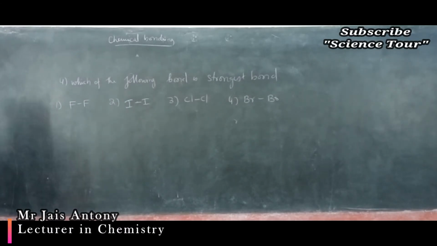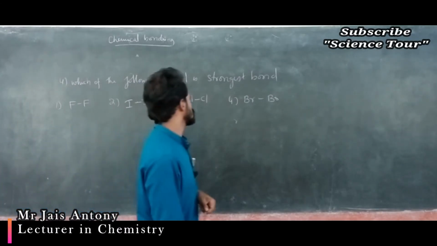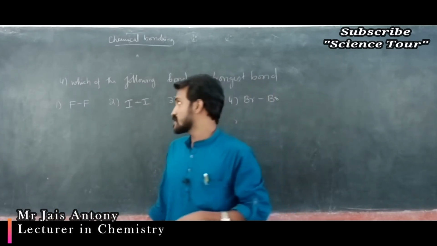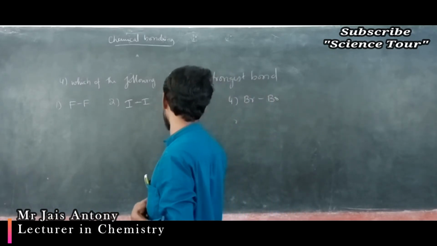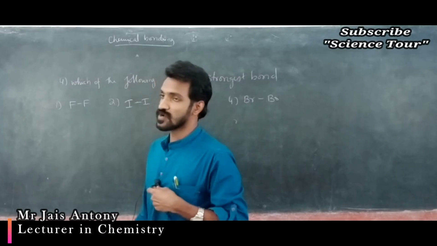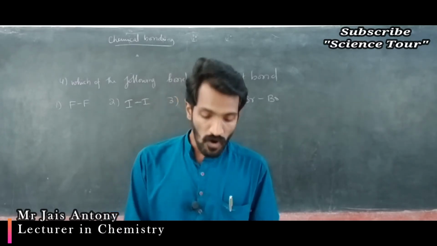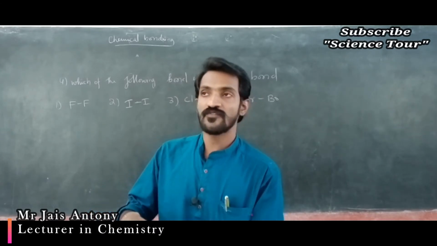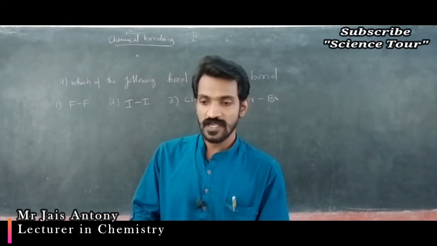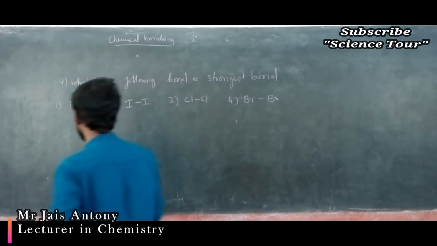My dear students, this is a question actually. Which of the following bonds is the strongest bond? Whether F-F bond, I-I bond, Cl-Cl bond, Br-Br bond. Which bond is the strongest bond? My dear students, very important thing, note down that the bond strength decreases as the size of the halogen atom increases.